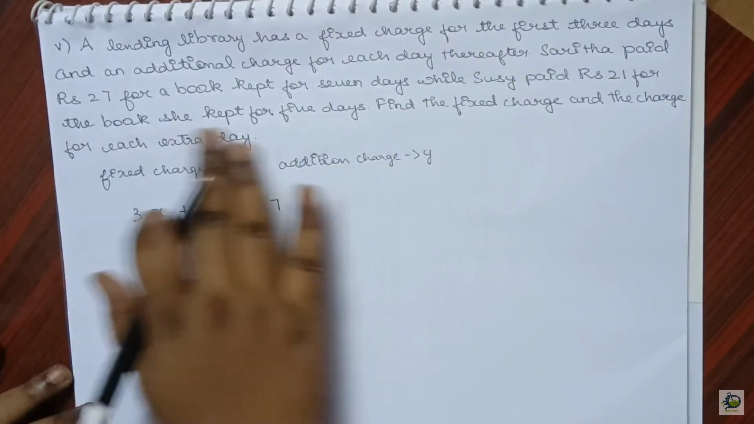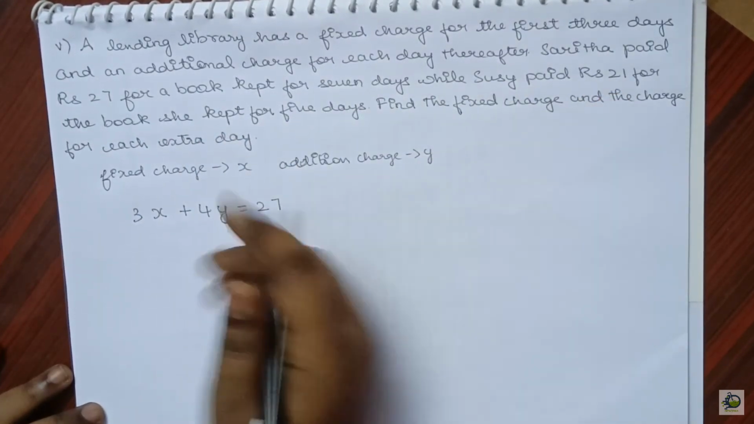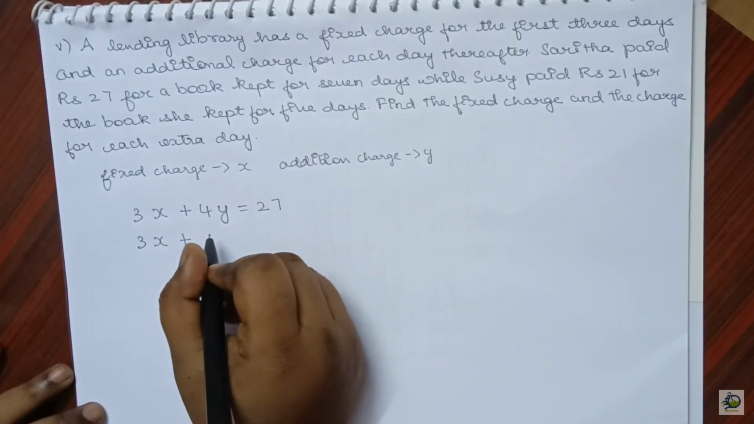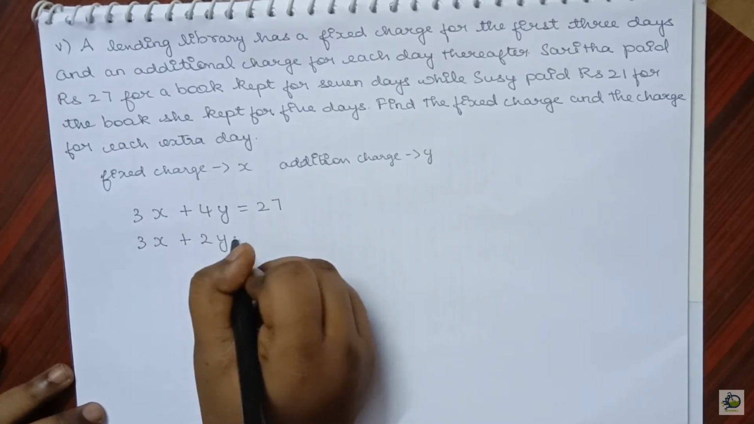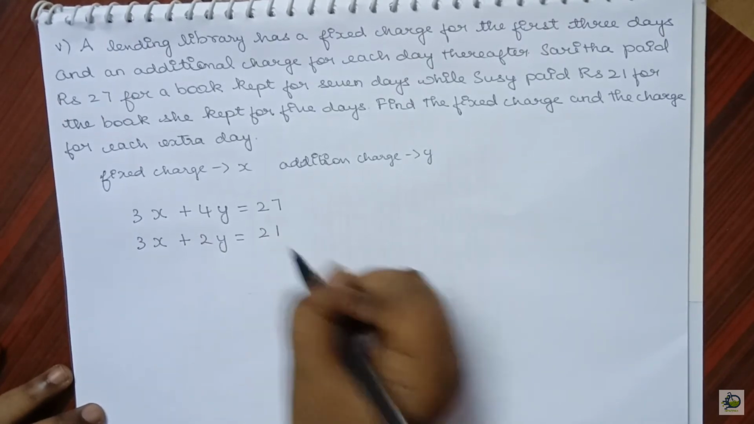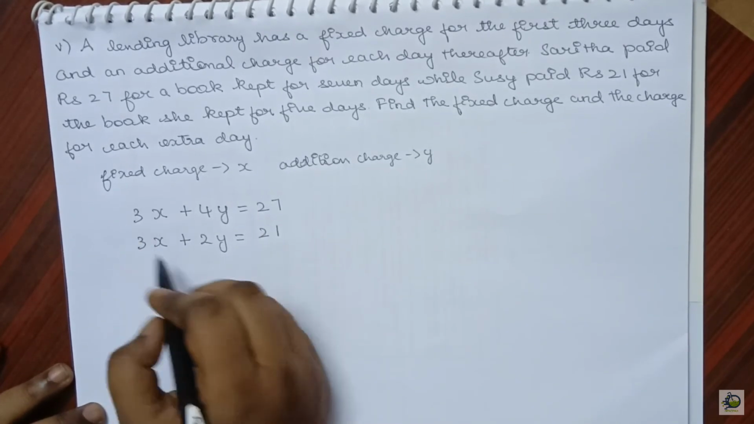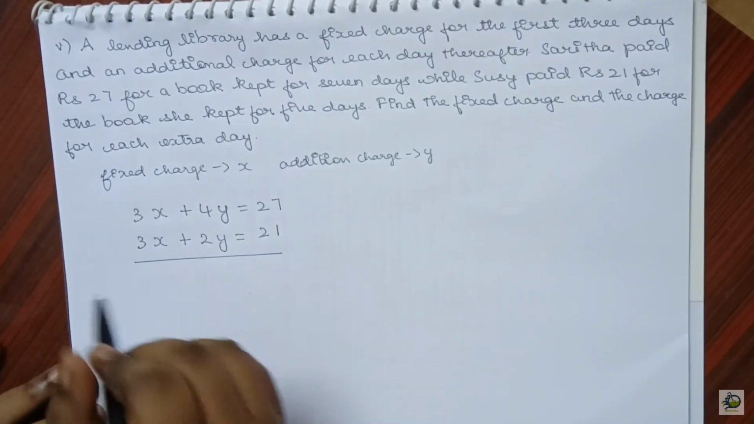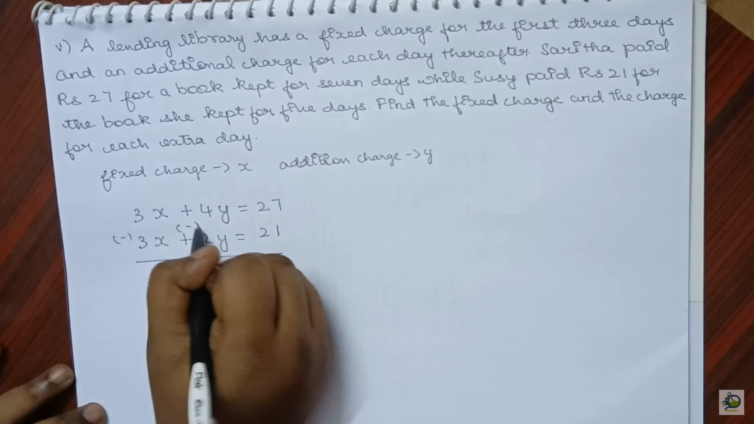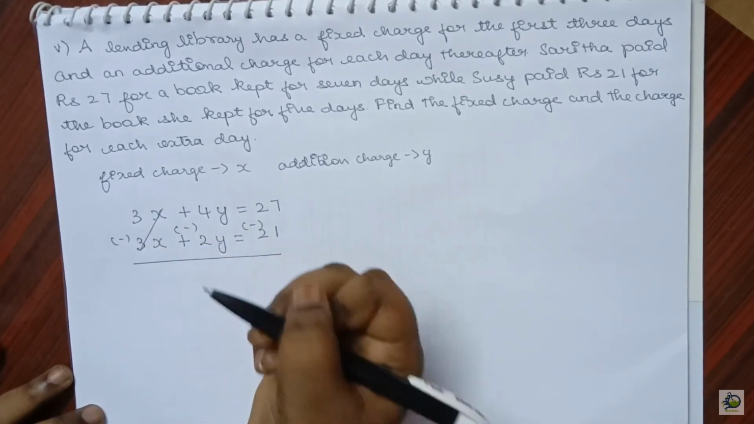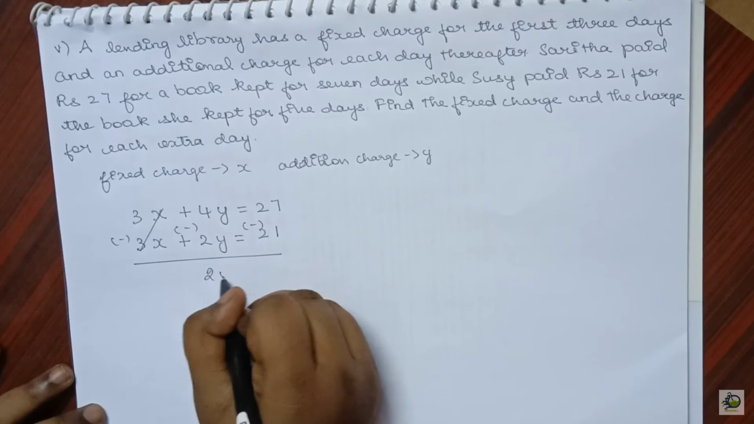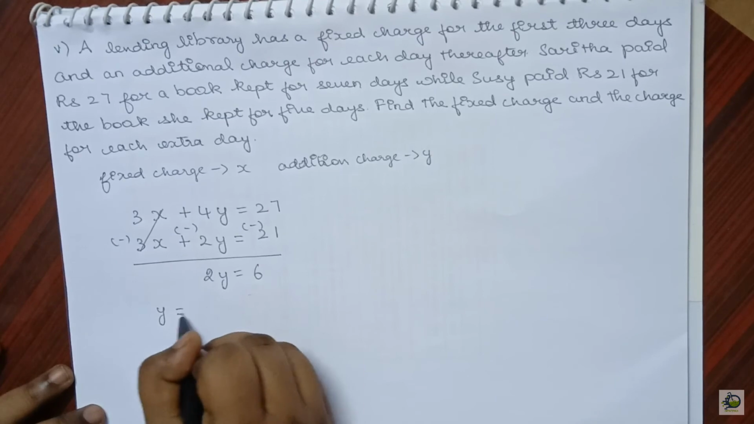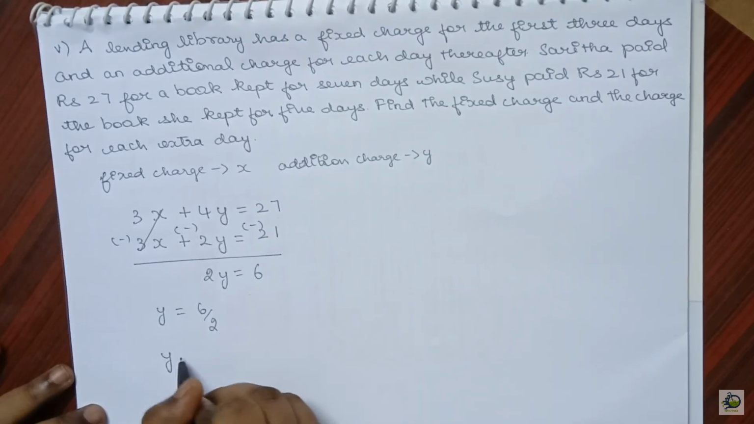Similarly, Susie for 5 days paid 21. So for the first 3 days some fixed charge, and for the remaining 2 days some additional charge, and she paid 21 rupees. Now since we have 3x and 3x, the same coefficient, we are going to directly subtract both these equations. So this becomes minus, minus, minus. So 3x gets cancelled. 4 minus 2 is 2y, which is equal to 27 minus 21, which is 6. So y is equal to 6 by 2. So therefore y is equal to 3.